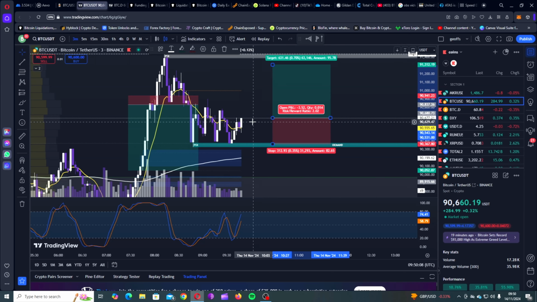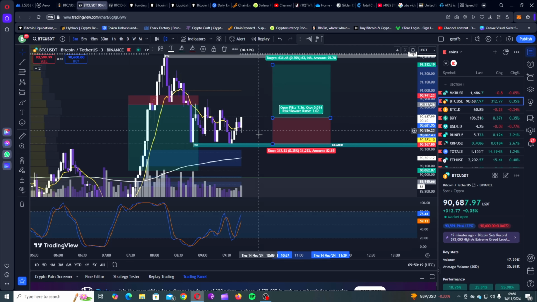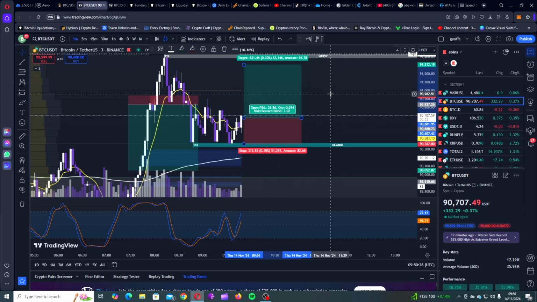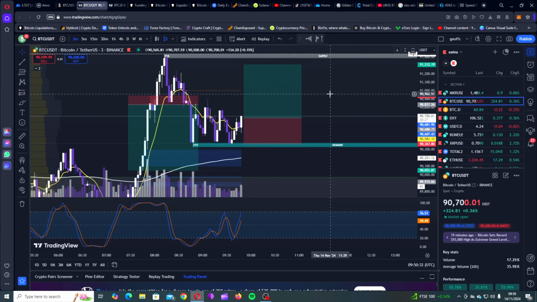So let's see how that closes. If that closes above, then it will trigger us in. Right, looks like we've been triggered in here. Yeah, we've been triggered in. Let's watch how this trade plays out. So it's just mechanical. There's no emotion involved in it.